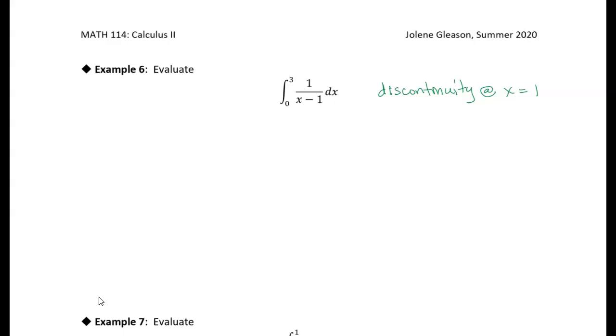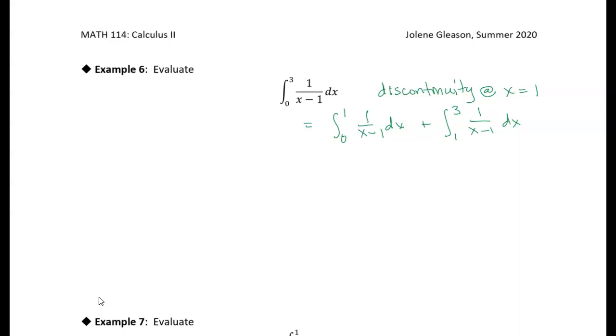So this is a case where we have to break it up into two different integrals. Okay, so I'm going to integrate from 0 to the discontinuity, 1, of 1 over x minus 1 dx. And I'm going to add to that the integral from 1 up to 3 of 1 over x minus 1 dx. Okay, so I just have to do both of those integrals, add them together, and I'll get it.